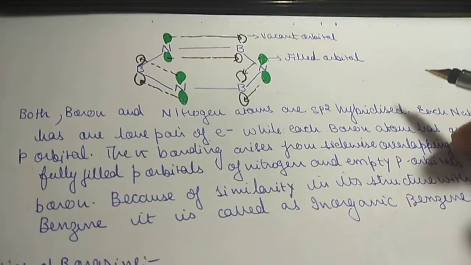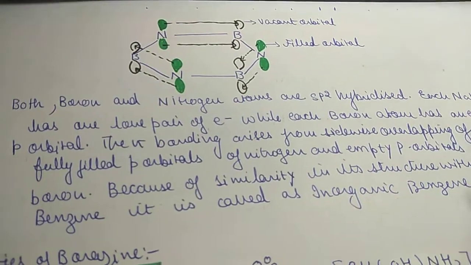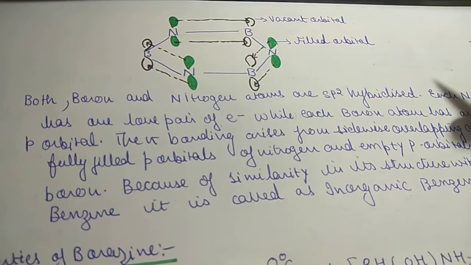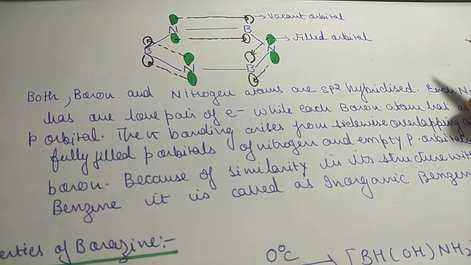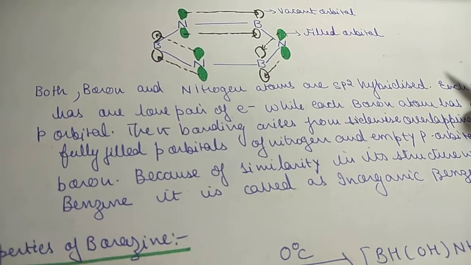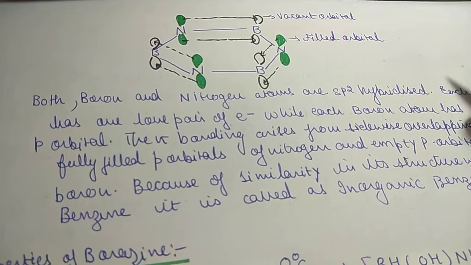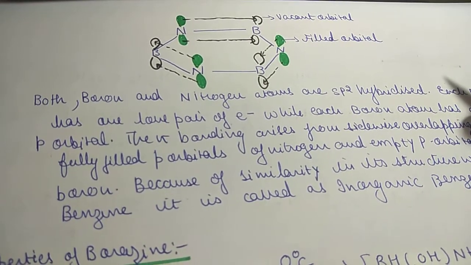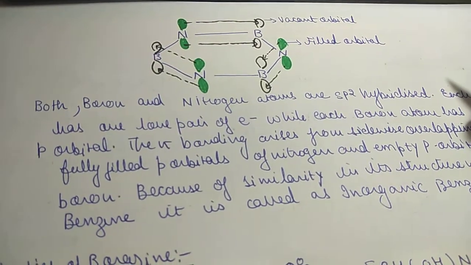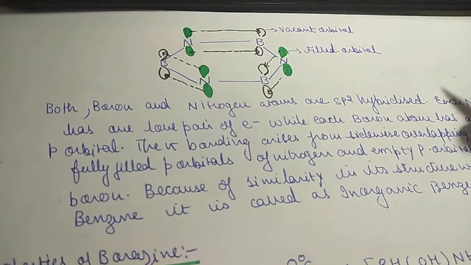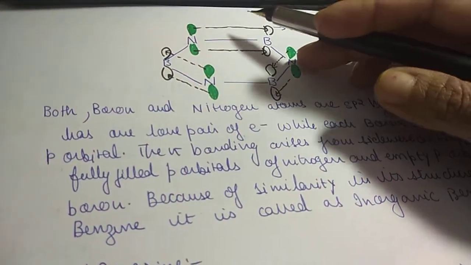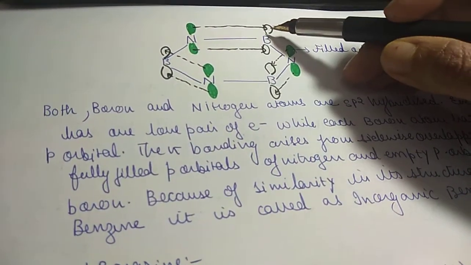You already know the configuration of boron, in which there are vacant p orbitals. So here also there is back bonding, dative bonding, as it was in the case of boron halides. So what about nitrogen? Nitrogen has p orbitals. See, its configuration is 1s2 2s2 2p3, so in nitrogen you have filled p orbitals. So that nitrogen will give its electrons to boron.